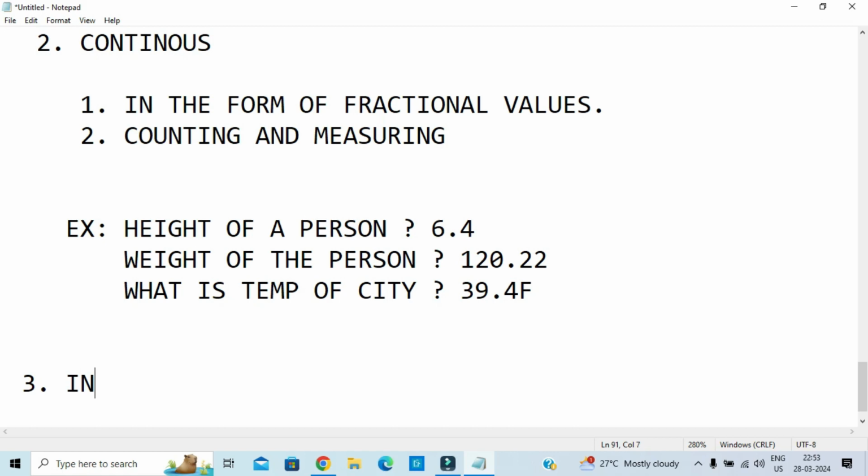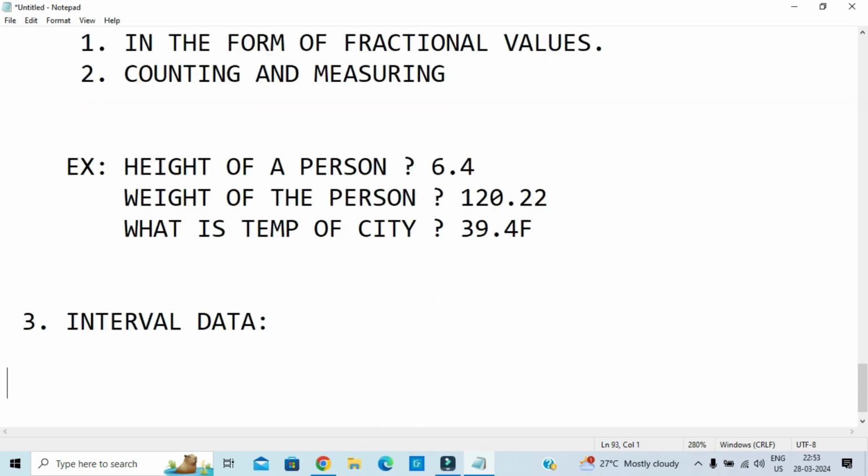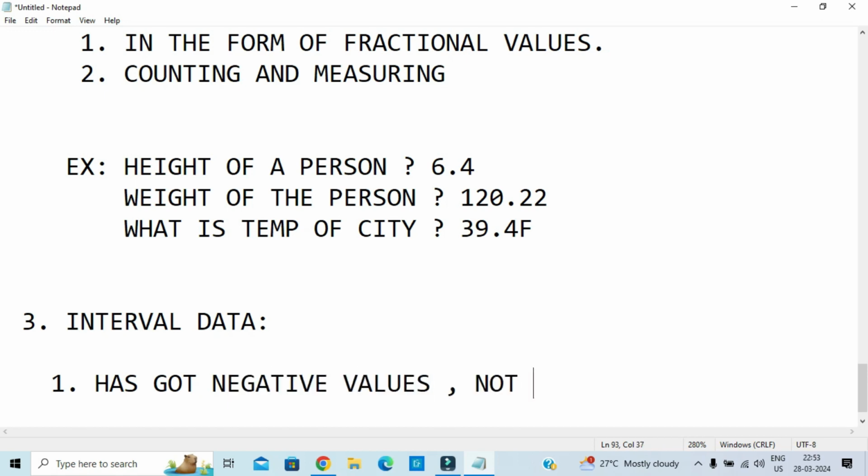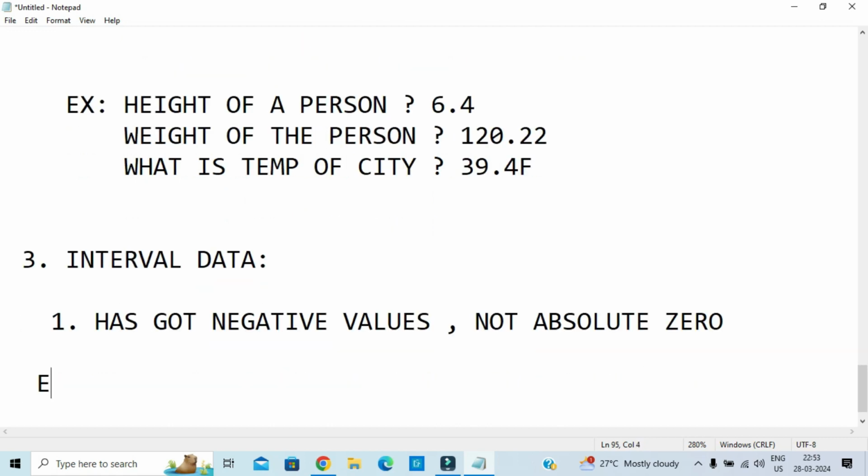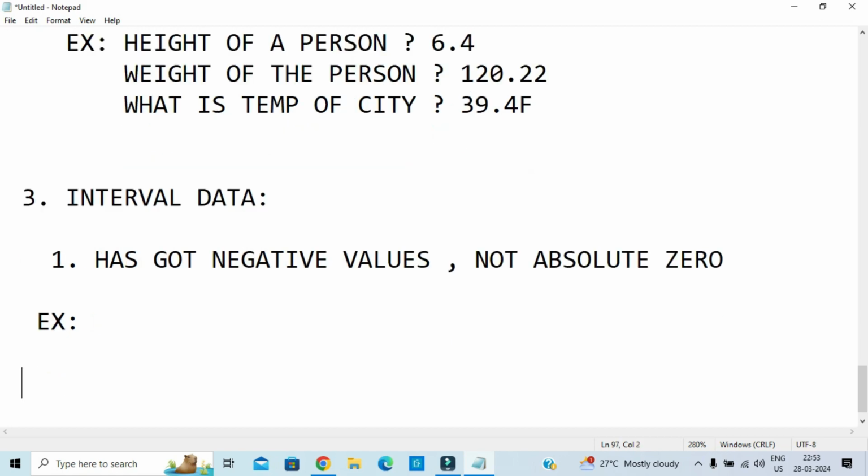So the next thing is interval data. The last two things, there is one more thing that is left, interval and ratio. Now let's discuss what is meant by interval data. This interval data can be explained clearly by using an example. Just remember, this interval data has got negative values, and it does not have an absolute zero. I'll give an example to clearly know what is interval data.